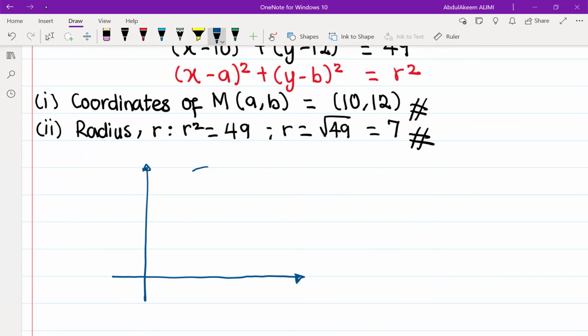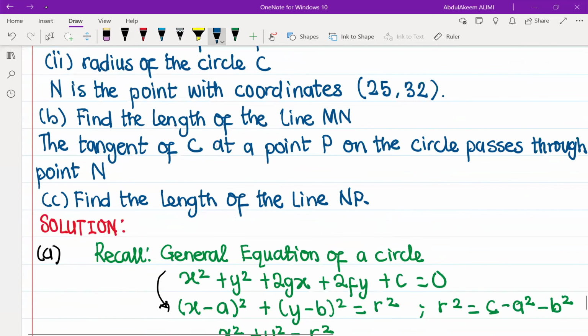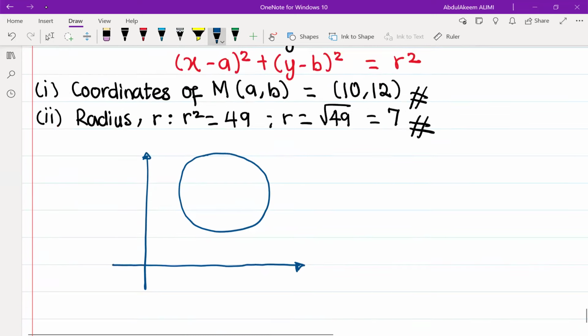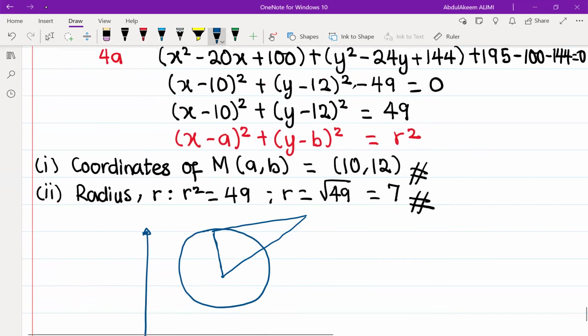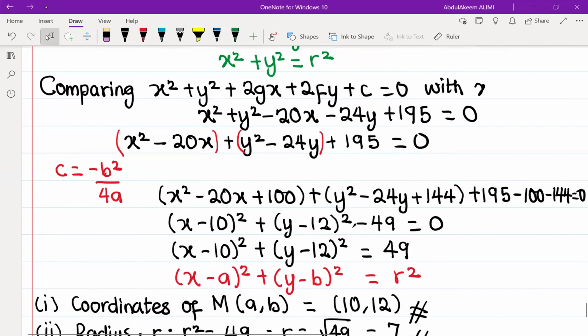I'll have my circle here. Since you are told from the question that the tangent of C, so this is the radius. So we have the tangent and have it like this. This is the center of the circle. Now I have this. So when I have this here, what do I have here?